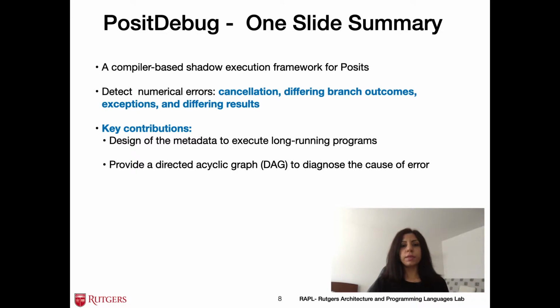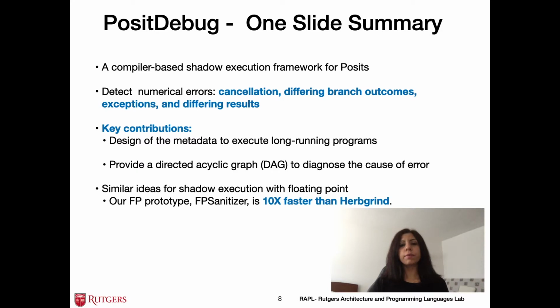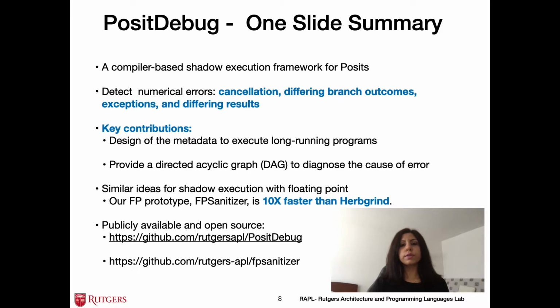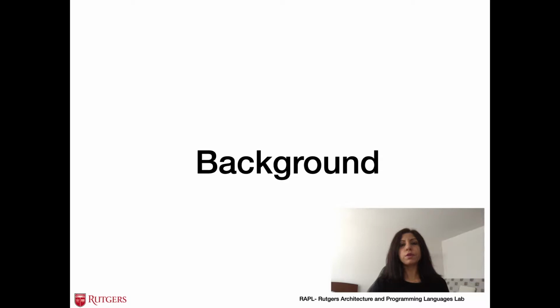While building PositDebug, we realized the same ideas can be applied in the context of floating point. We built a floating point version which we call FPSanitizer, and it is 10x faster than HerbGrind, which is the state of the art. We could not run HerbGrind with long-running applications, but we could run FPSanitizer. Both of our tools are publicly available. Let me start by giving you some background on posits.